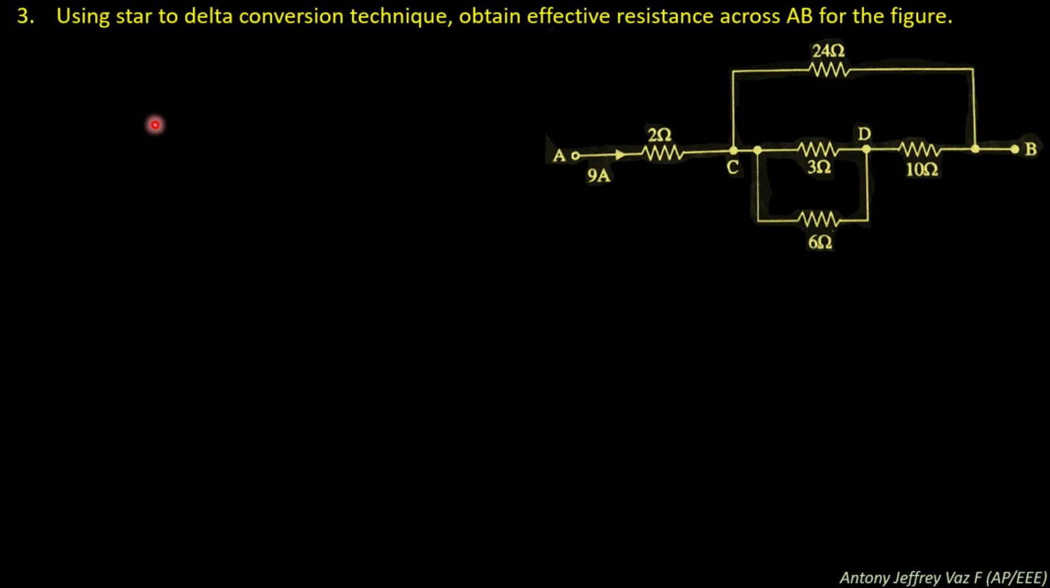This is the third question. Here, using star to delta conversion technique, obtain effective resistance across AB for the figure given. So this is the figure given in the circuit, and in this circuit you need to find the total effective resistance across the point A and B.